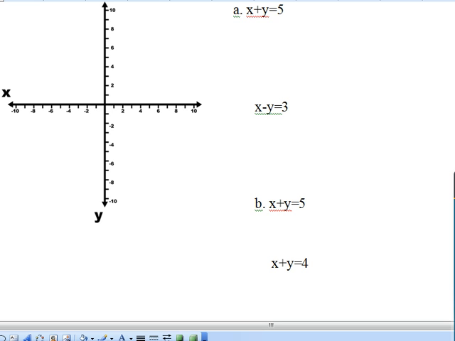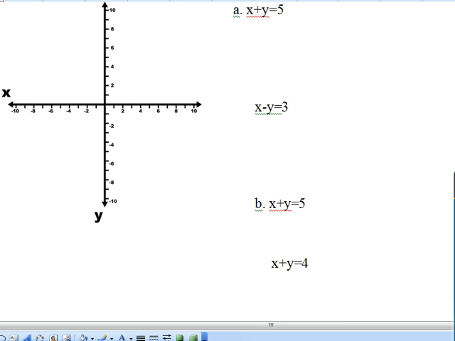And then number 8, is this system of equations consistent and is it independent? The answer to is it consistent is yes, because it has at least one solution. You see the lines do intersect, so it has at least one solution, so it is consistent. Is it independent? Yes, because it only has one solution. It only intersects at one point, so it is independent.